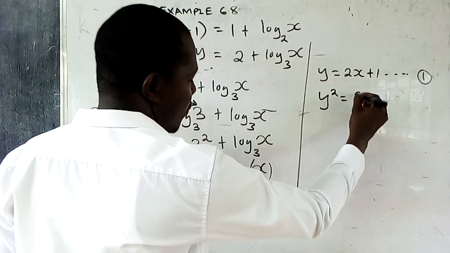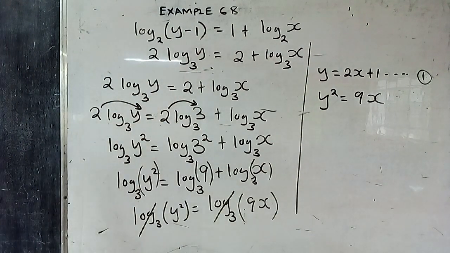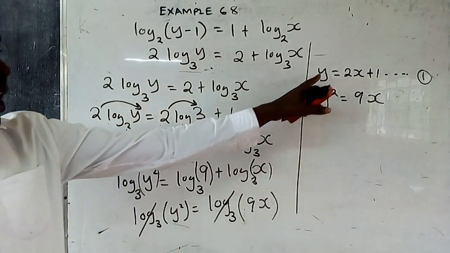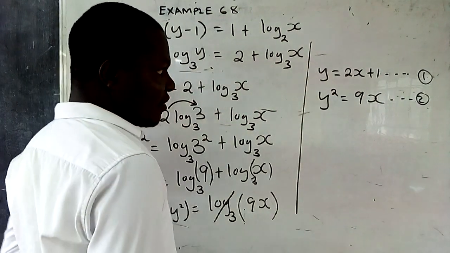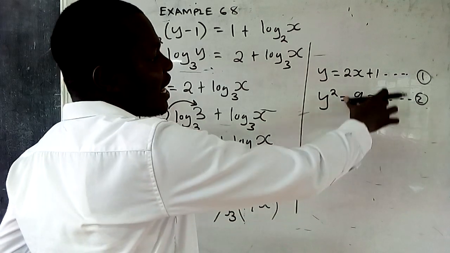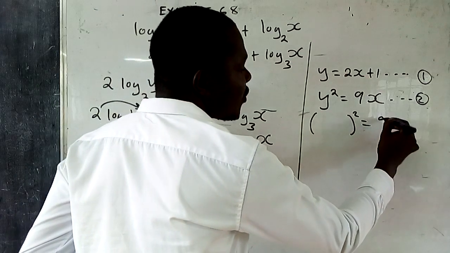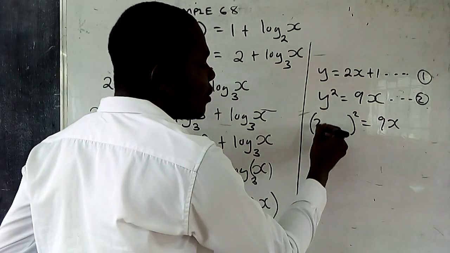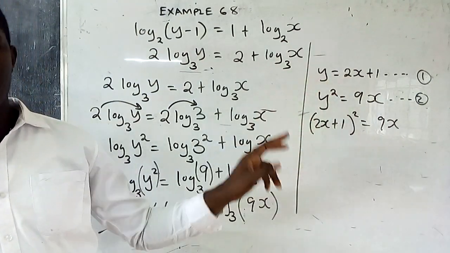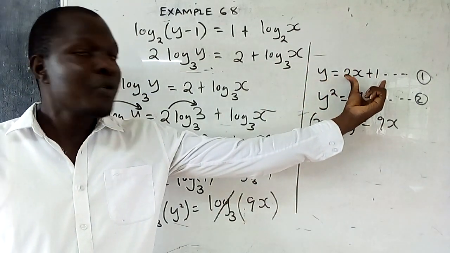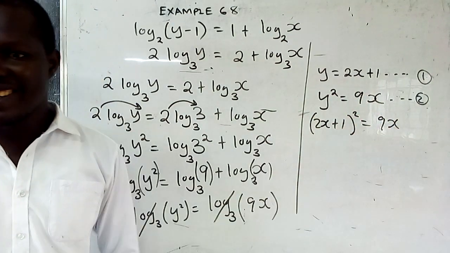We remain with y squared is equal to 9x. Are we together? So we can solve the three equations by any method, isn't it? Here we have y squared is equal to 9x, so we can use substitution. Where y squared is equal to 9x, but y is 2x plus 1. See, we've substituted y in equation 1 into equation 2. Meaning where there is y, we put 2x plus 1 in the second equation, so it is (2x plus 1) squared, isn't it?